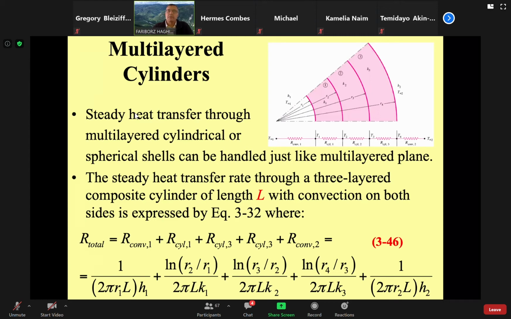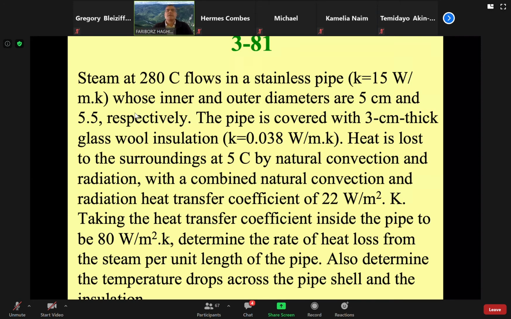Good. Now I do have a question. This is a problem in your textbook, I believe it's 381. If you have your textbook, please open it and try to do it and let me know what the answer is.